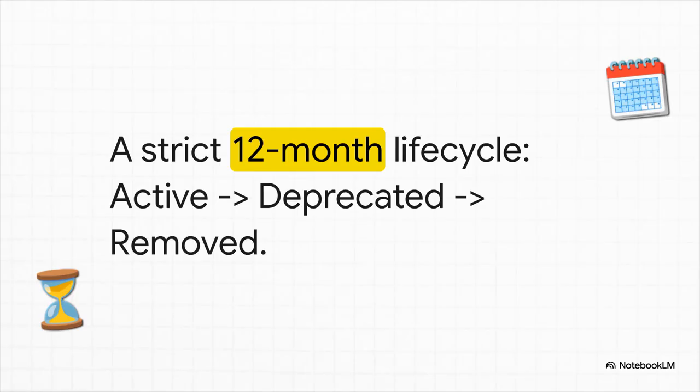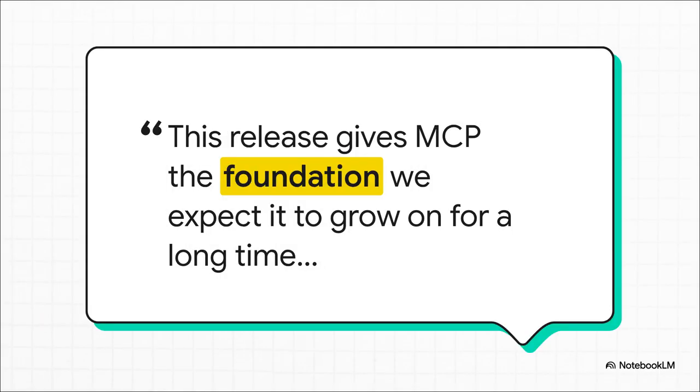Now, before you panic and think you have to rewrite your entire codebase by tomorrow morning, take a breath. These are strictly annotation-only deprecations right now. The new feature lifecycle policy guarantees a strict path, active, then deprecated, and finally removed, with an absolute minimum of 12 months between deprecation and removal. So, whatever methods and types you're building with today, the spec guarantees they will keep working for at least a full year.